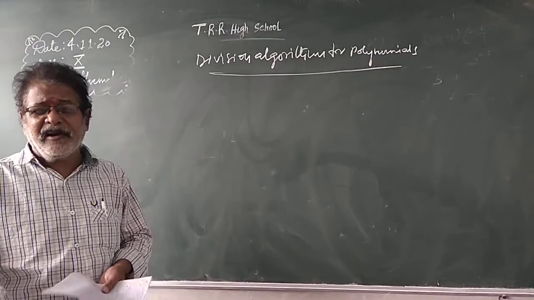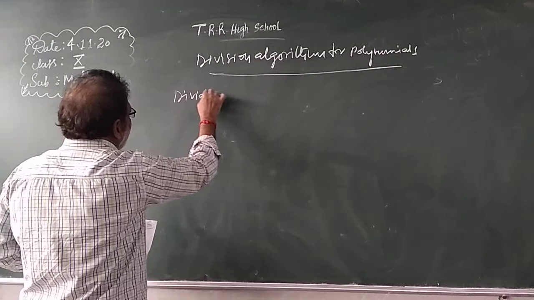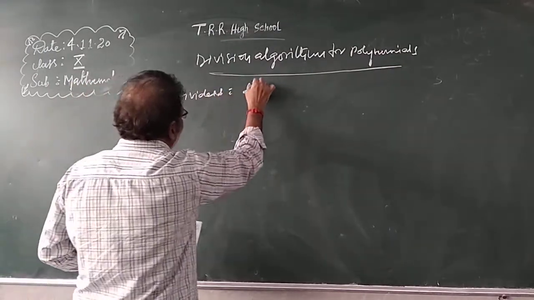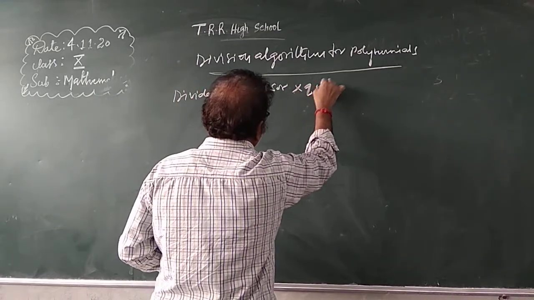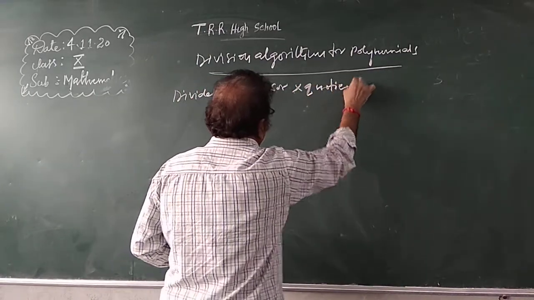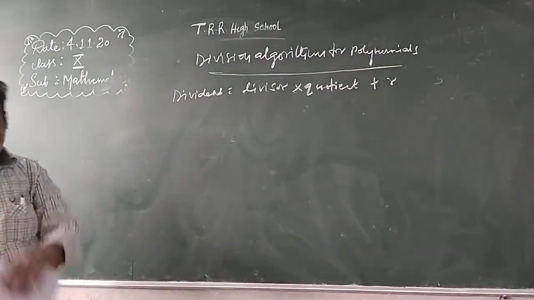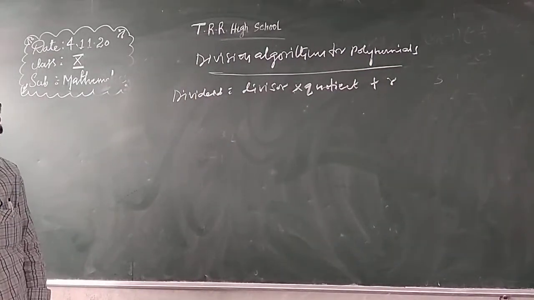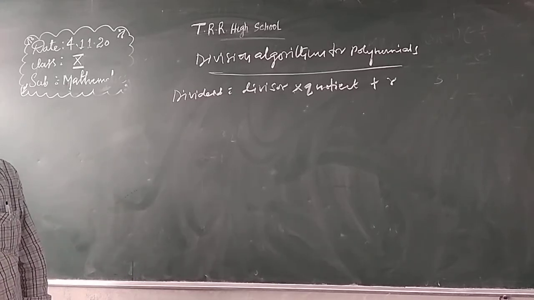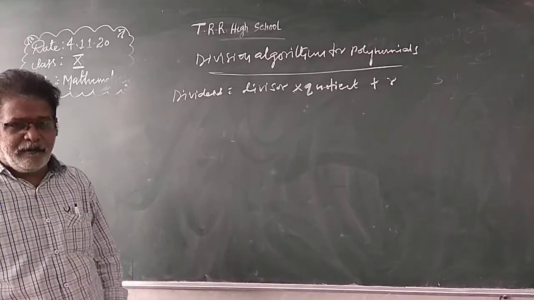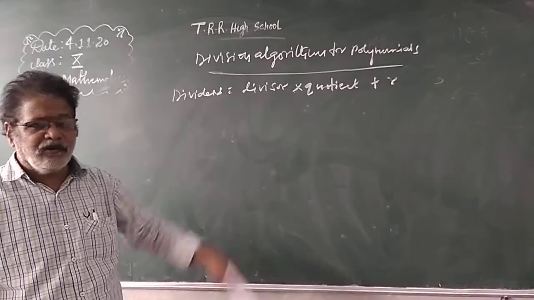Division algorithm means dividend is equal to divisor into quotient plus remainder. Okay, so this is the division algorithm. We also discussed this in the first chapter, real numbers. That is Euclid's division lemma, which is also the same: dividend is equal to divisor into quotient plus remainder.